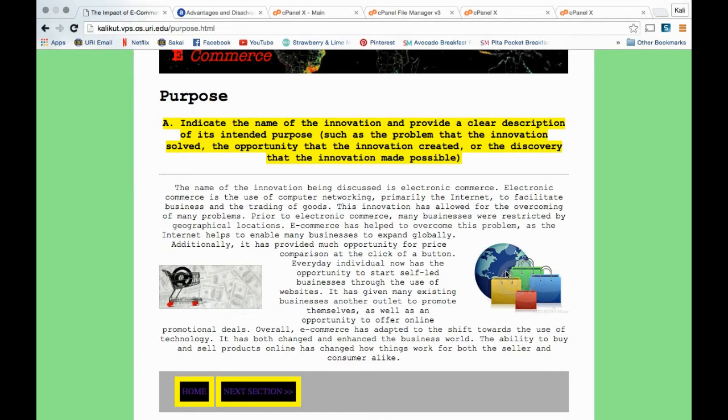As far as opportunities that the innovation has created, electronic commerce has created many. First and foremost, individuals now have the opportunity to start self-led businesses much easier. They no longer have to worry about the money or the location, but simply being able to set up a website to sell their product, which in most cases can be free.